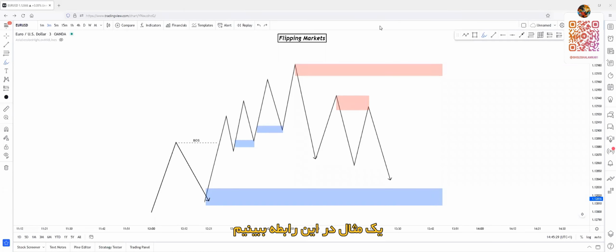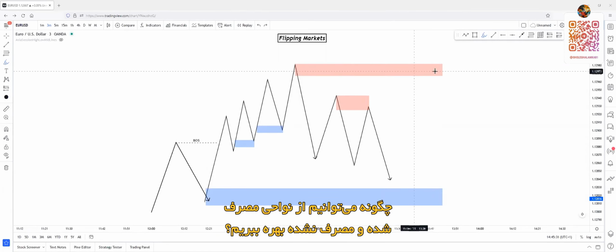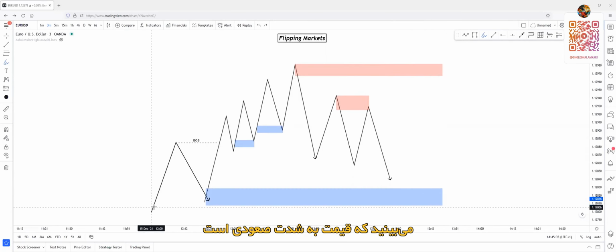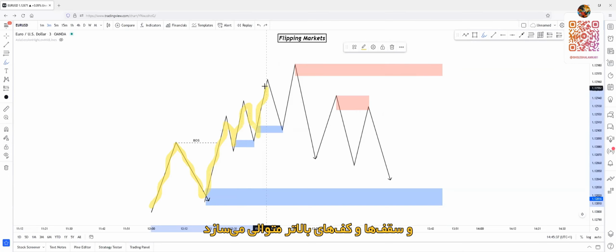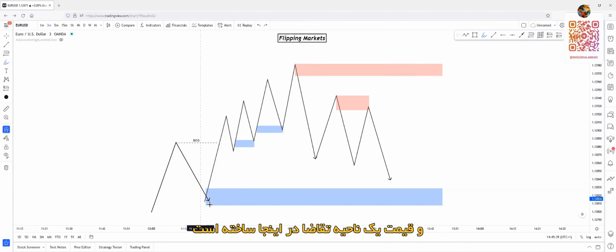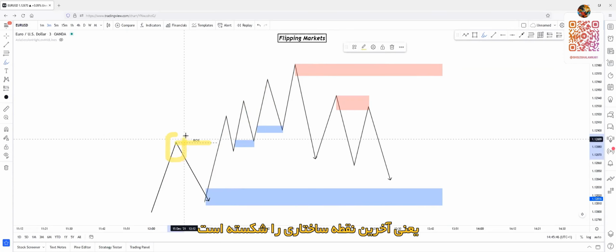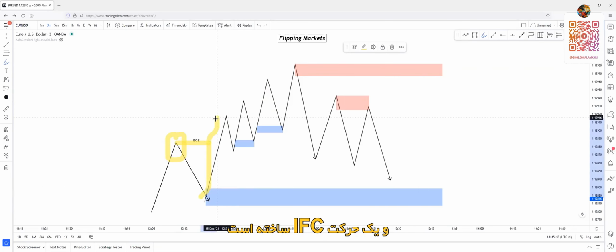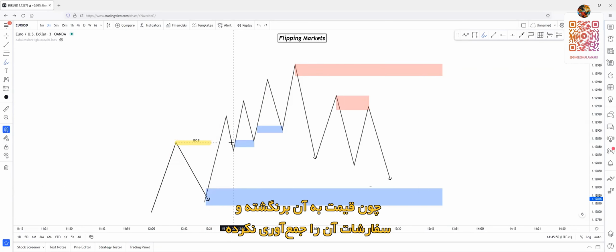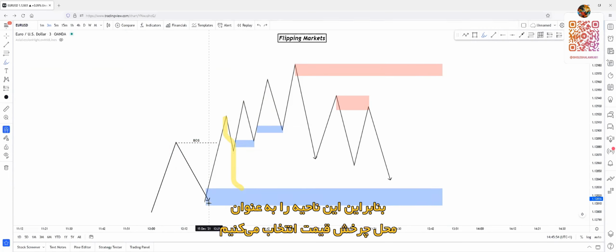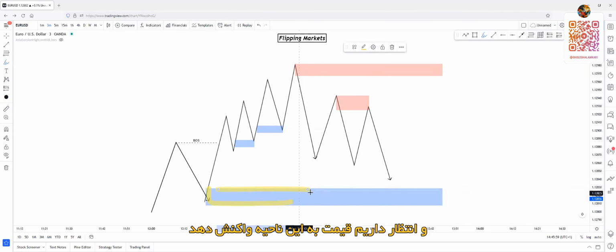Okay, so let's see an example for that. How can we use the unmitigated and mitigated zones to our advantage? As you can see, price is extremely bullish, creating a series of higher highs and higher lows, and price created this demand zone right here. This demand zone is valid because it broke structure to the upside, so it broke through the last structural point and created an inefficient move, but it was left unmitigated because price didn't come back down to mitigate and collect the orders. So we will have this zone as our turning point, and we are expecting some reaction on this zone.